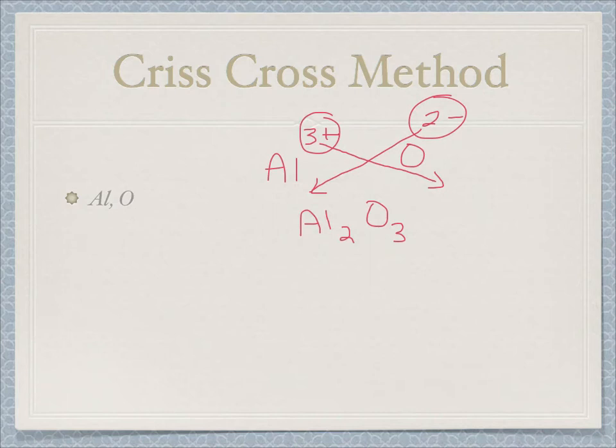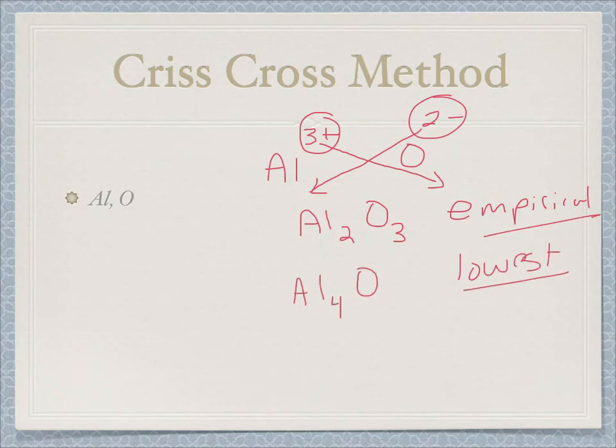And you always have to reduce. Remember, this is the empirical formula, which means it's always the lowest whole number ratio. So if we'd come out with Al4O6, while that ratio works, that's wrong.